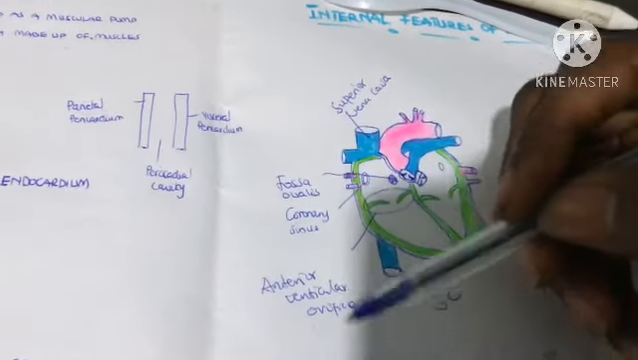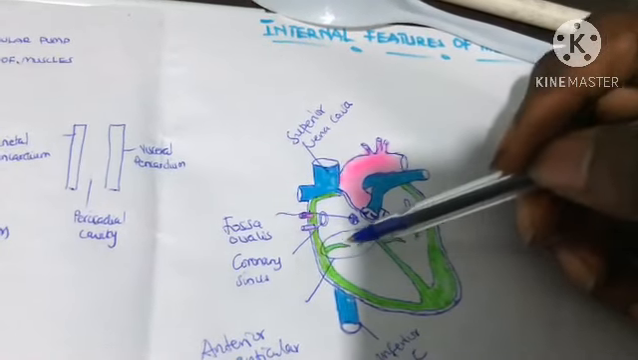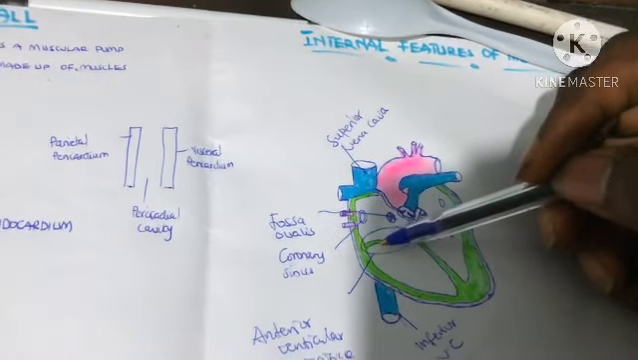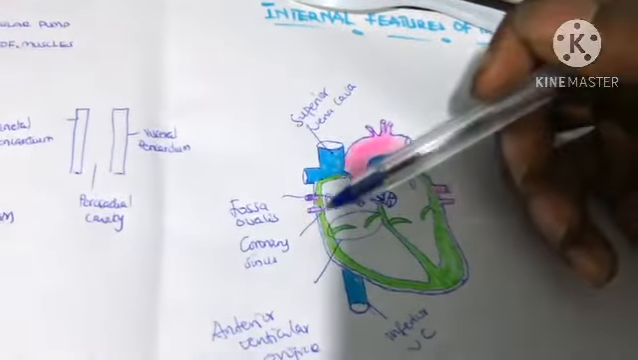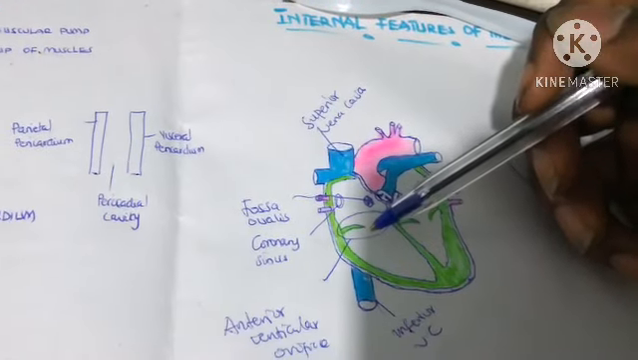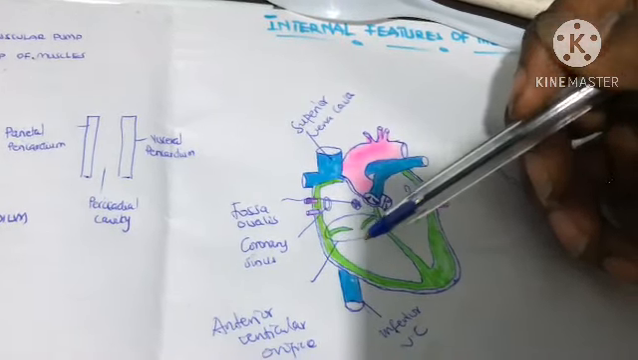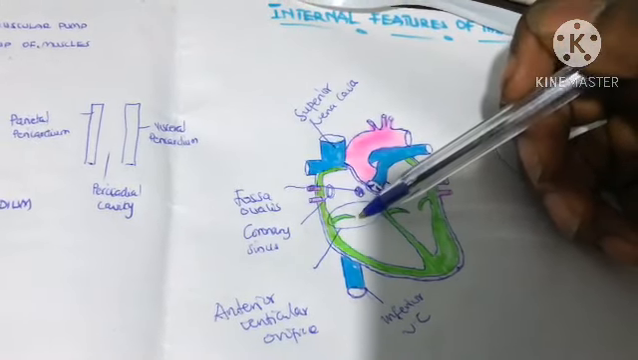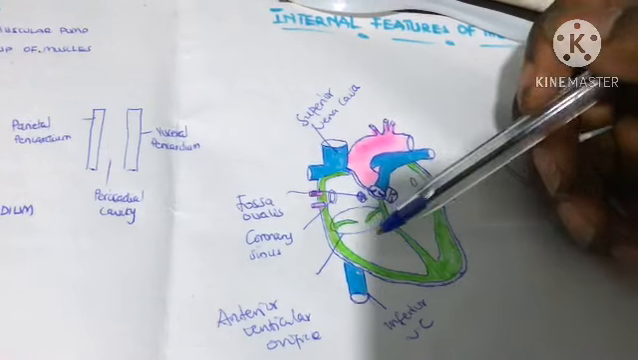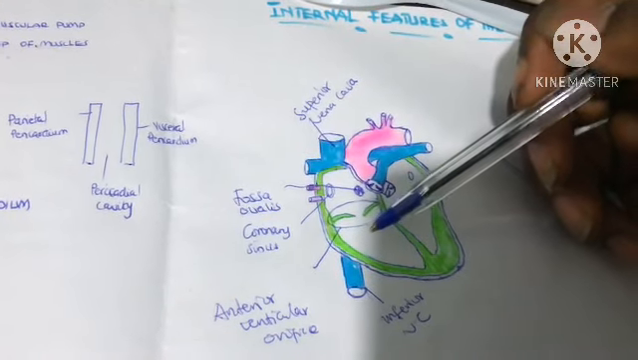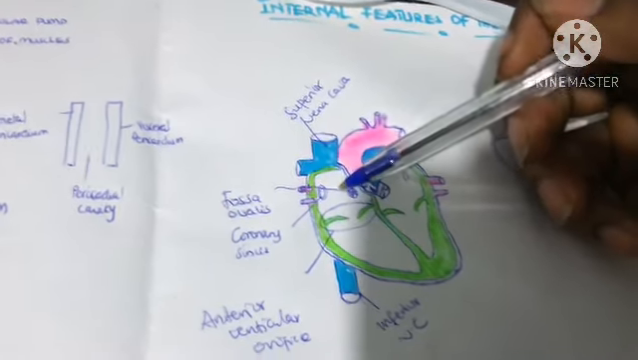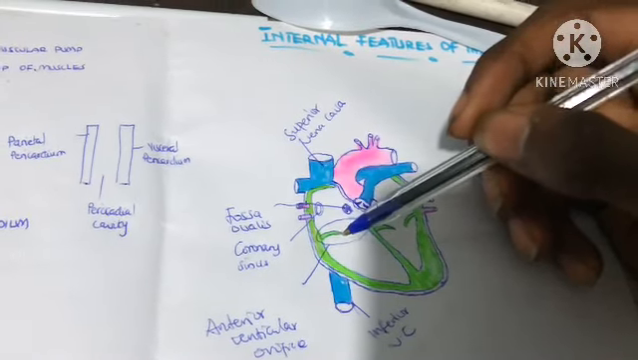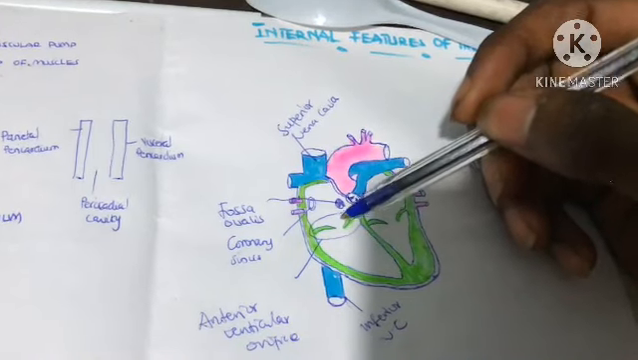And this atrioventricular orifice is guarded by these valves. These valves are called the tricuspid valves. They are called tricuspid valves because they have three cusps. You understand? This tricuspid valve prevents the backflow of blood from the right ventricle to the right atrium. In reality, you can see that these valves are held tightly by certain cords.